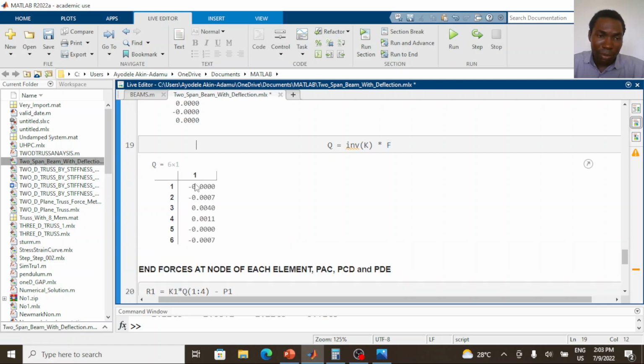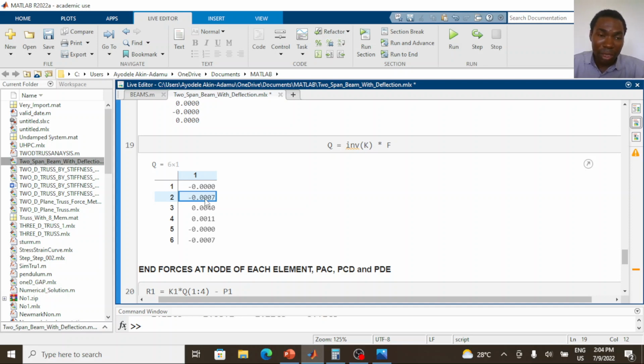So this is our displacement vector. At position 1, we should have 0. We have a support degree of freedom there, so it's supposed to give us 0. You can see it gives us a very, very small value. At position 2, it is free.